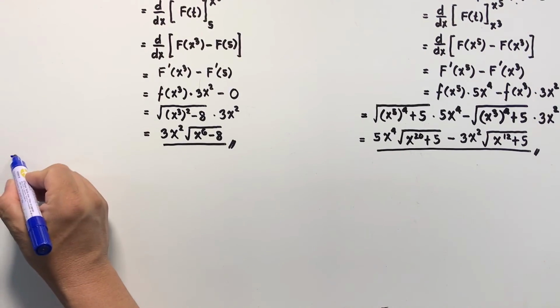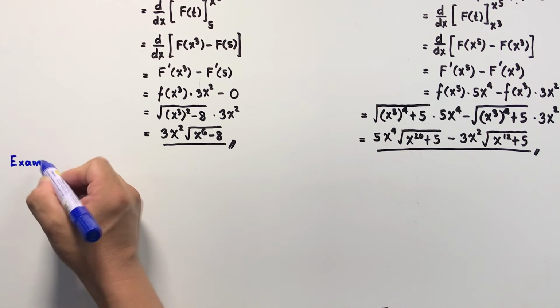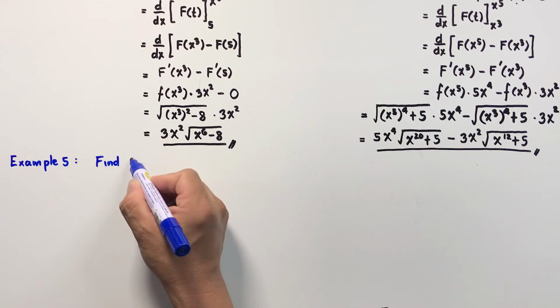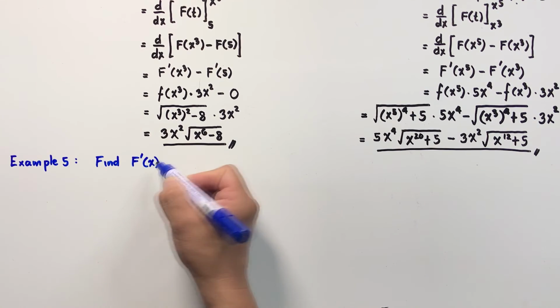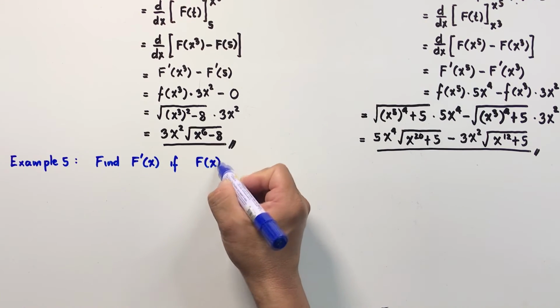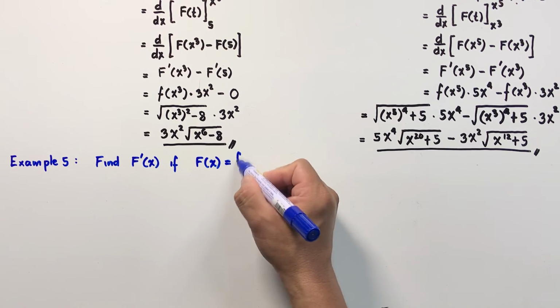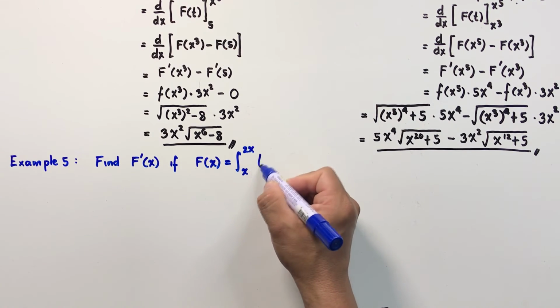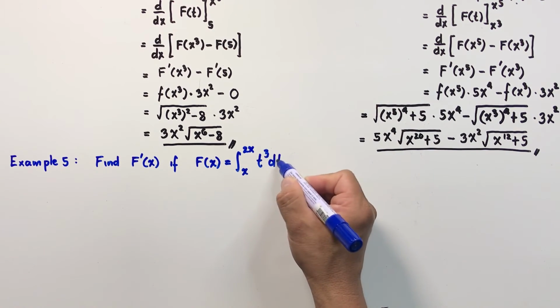Now let's proceed to our example number 5. Find the derivative of our big F of x if our big F of x is defined to be the integral from x to 2x of t cubed dt.